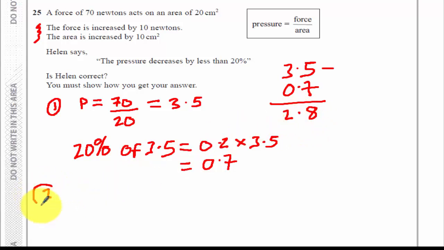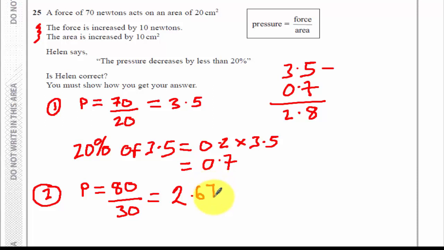So the second one, this time it says the force is increased by 10 newtons. So instead of being 70, it's 80, and the area is increased by 10. So instead of being 20, it's 30, and 80 divided by 30 is 2.67.